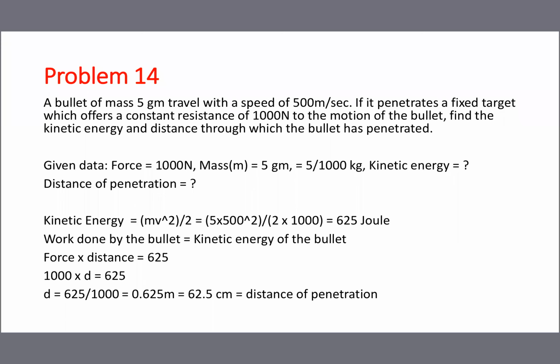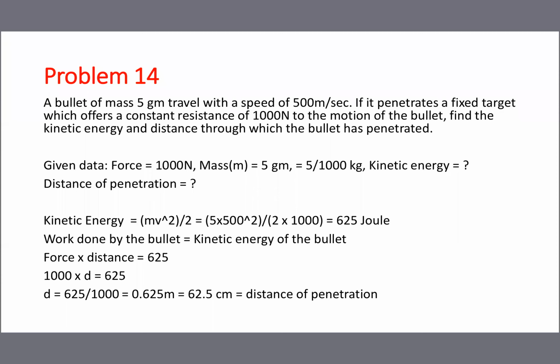Now the second question is distance of penetration. How much distance the bullet has entered into the job or target. As per theory, the bullet is having 625 joules of energy while touching the target. The energy definition we know: the capacity to do work is called energy. Whatever energy the bullet is having, that amount of work will be done.